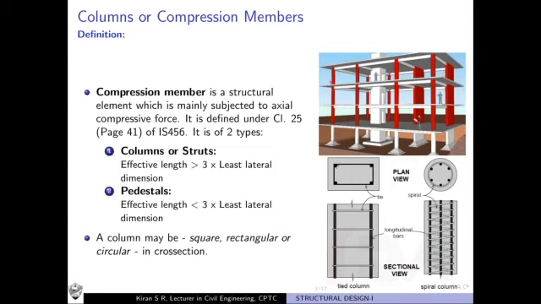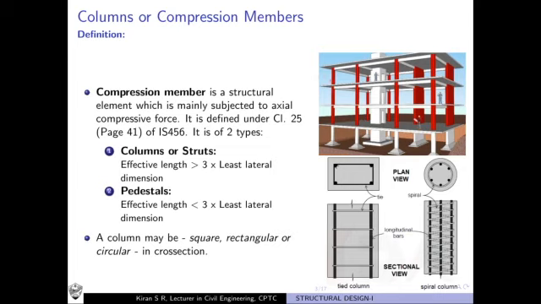So columns will transfer the load which is borne by the slab, then which gets transferred to the beams. The beams transfer the loads then to the columns, and the columns will transfer the load to the foundation. Okay, so columns play a very important role in the transfer of loads in any structural system.